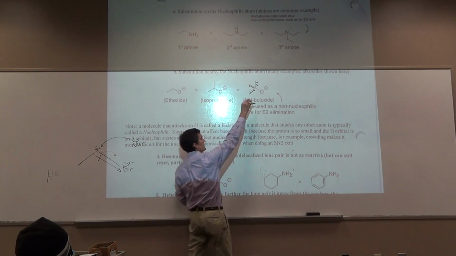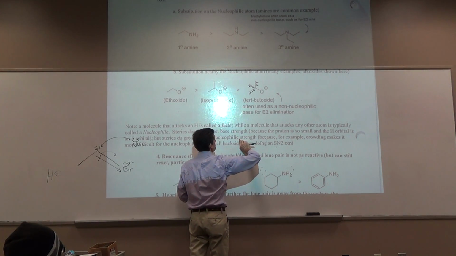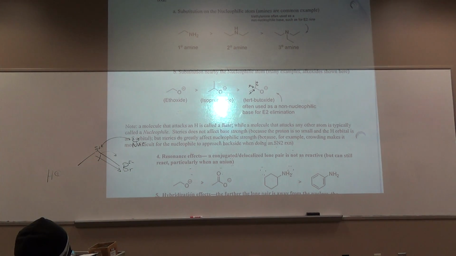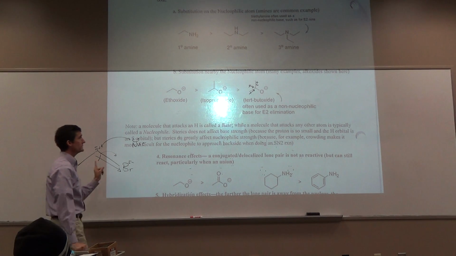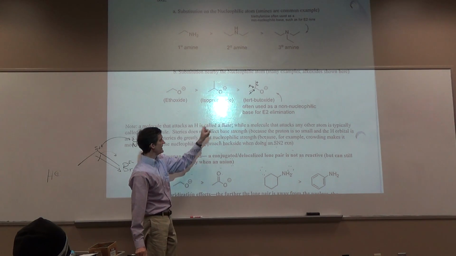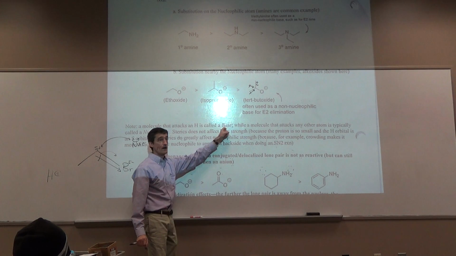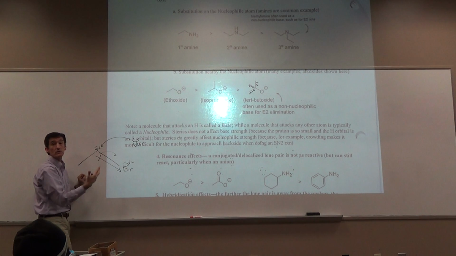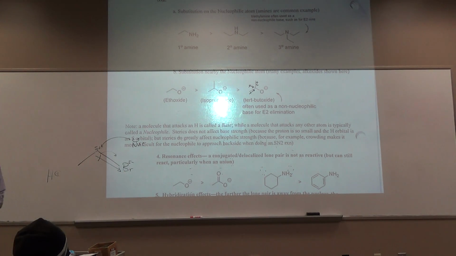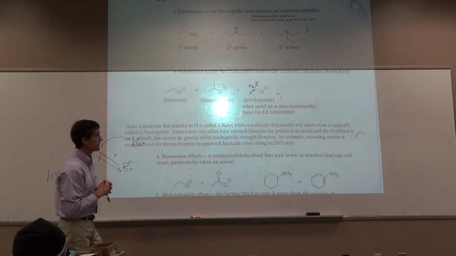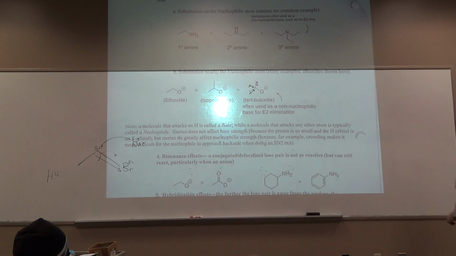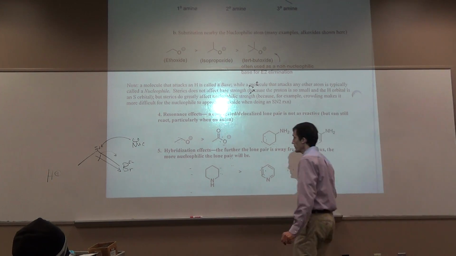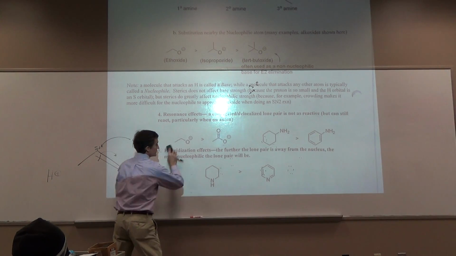So this is a stronger base because it's more electron rich. This is a stronger nucleophile because it has less sterics. What's the difference between a base and a nucleophile? When it attacks an H, it's called a base. When it attacks a carbon and kicks off a leaving group, it's called a nucleophile. Let's take a look at that. Any questions, please ask. Okay, what's another effect that can be important in judging nucleophilic strength?